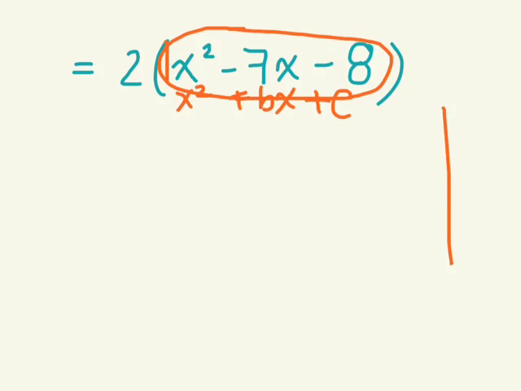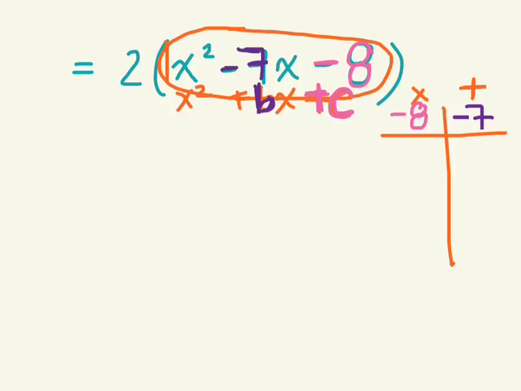Sometimes I like to make a little chart on the side. We're looking for 2 numbers that multiply together to give us c, which in this case is negative 8. So 2 things that multiply to give us negative 8, but they have to add up to b, which in this case is negative 7. You want to use the sign. Because b is negative, it has to add up to negative 7.